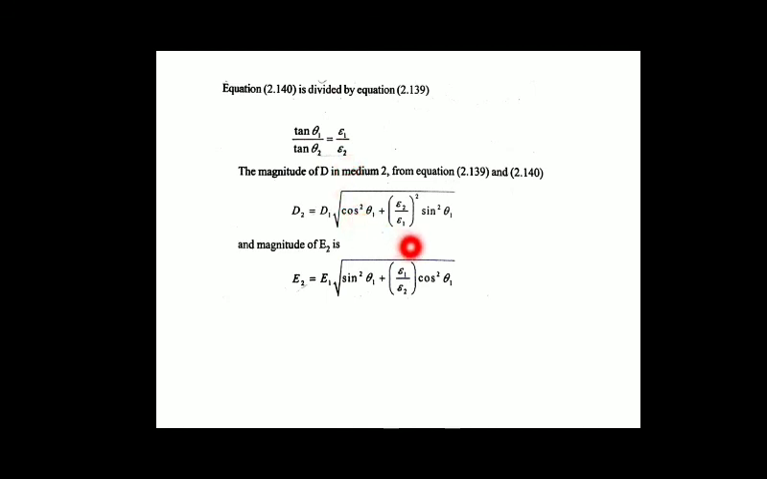The magnitude of D in medium 2 we can calculate from equations 2.139 and 2.140. So D2 equals this term, and similarly E2 equals this term.